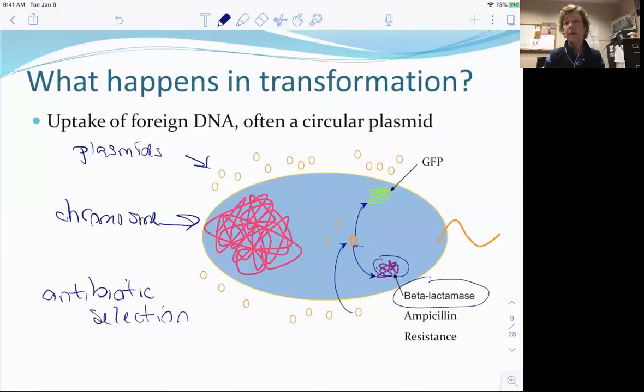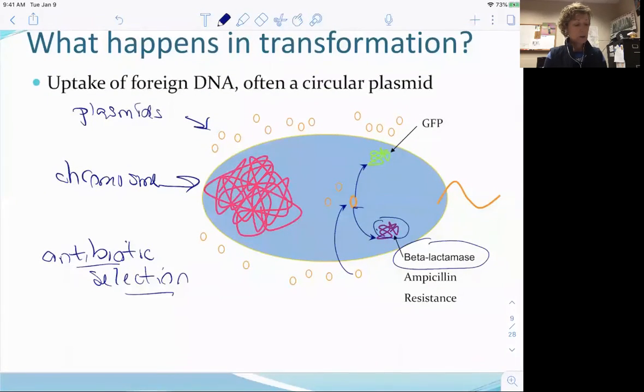So we kill the cells that didn't get transformed, we select for the ones that did get transformed. And that's a really key feature in every transformation experiment and almost anything we want to do. If you want to add a gene, you have to have a way to know that you've added the gene and select for the ones that you've had the gene added to. So that's one part of the plasmid.